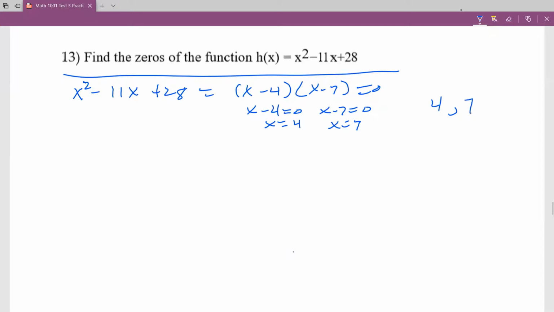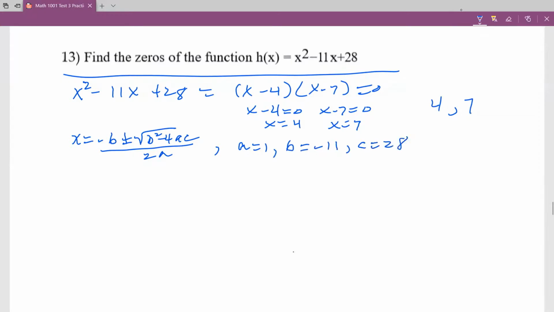Now, if you can't remember how to factor, you can always use the quadratic formula. x equals minus b plus or minus the square root of b squared minus 4ac, all over 2a. Notice a is 1, b is minus 11, and c is 28. So we'll plug in and get x equals minus b, which is minus minus 11, plus or minus the square root of b squared, which is minus 11 squared, minus 4 times a, which is 1, times c, which is 28.